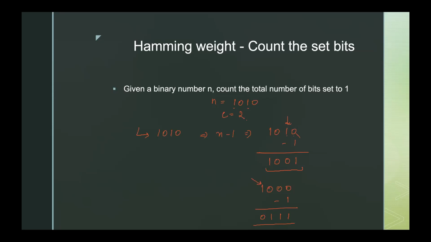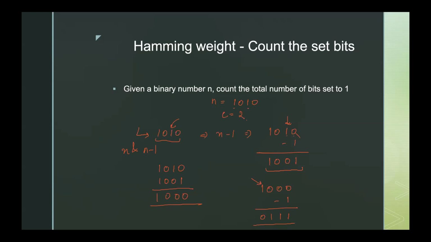Okay, and if we try to do something like n AND n minus 1, in this case the original number was 1010 and n minus 1 is going to be 1001. So performing AND of these numbers will just unset the first set bit from the right hand side. You can see the original number was this and the first set bit was this, so this bit has been unset.